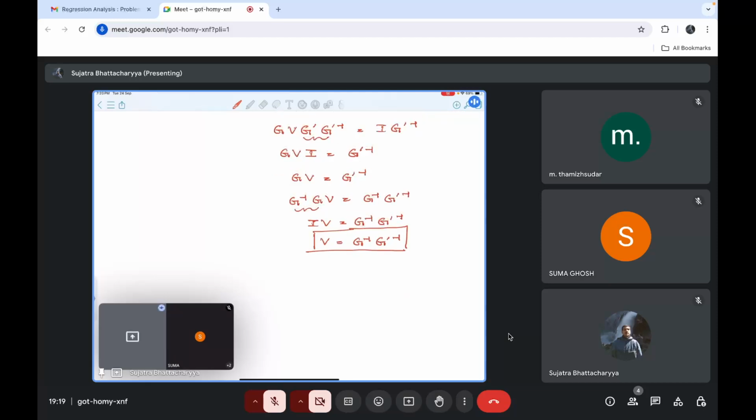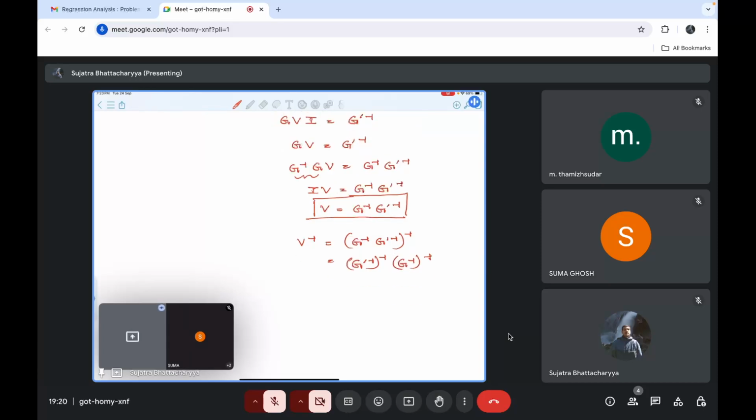Great. This is fine. Now, if you do its inverse, V inverse, what will it be? G inverse G prime inverse, its whole inverse. A B inverse will be B inverse A inverse. So G prime inverse inverse G inverse inverse. Correct? Any matrix's inverse, again its inverse becomes the same matrix. So it will be G prime. So V inverse is equal to G prime G. Correct? So this is how it has come.